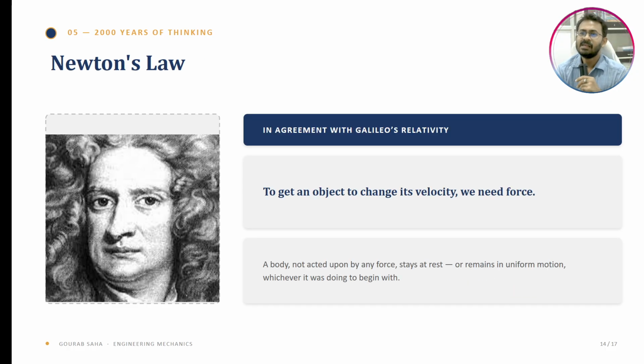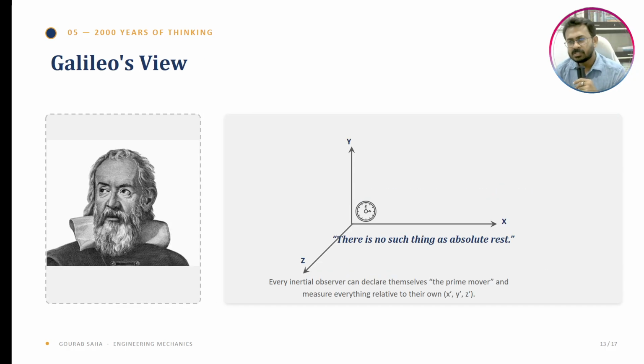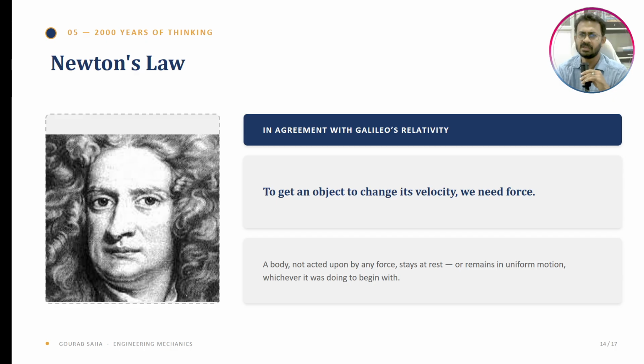What do I mean? Galileo said that if something is moving in a straight line, it will continue to move. If something is at rest, it stays at rest. So the idea was fixed. Something moving in a straight line will continue to move in a straight line, and something at rest is going to remain at rest. What Sir Isaac Newton came and said was very interesting. He just added one more clause: to get an object to change its velocity, we need force.